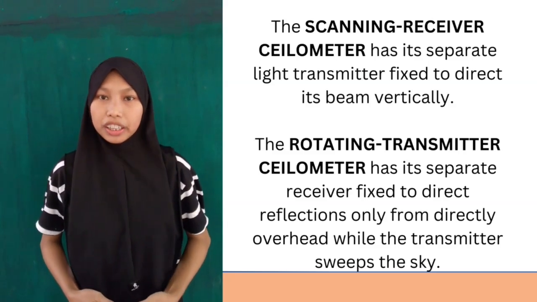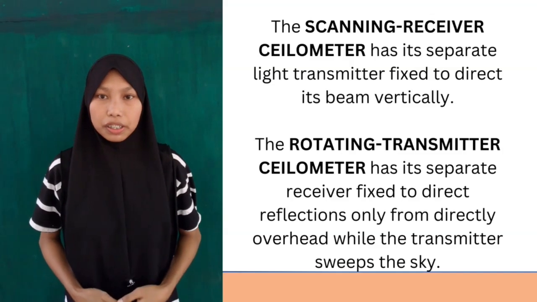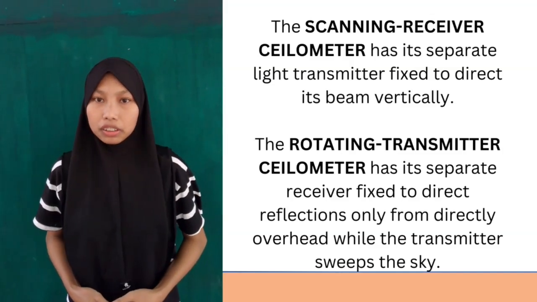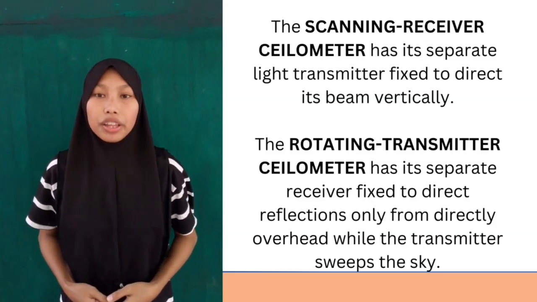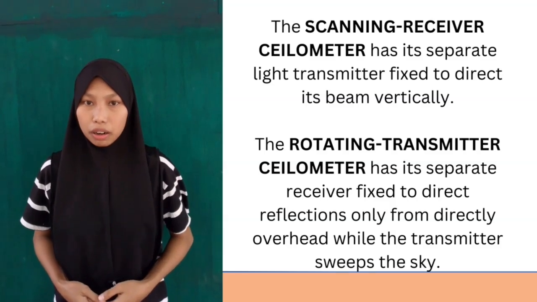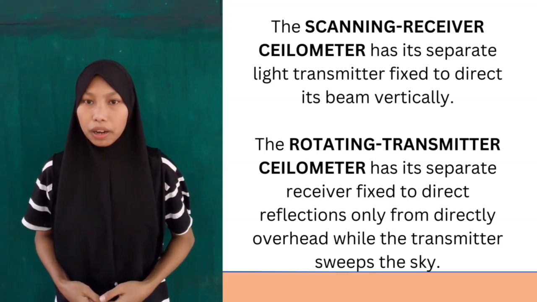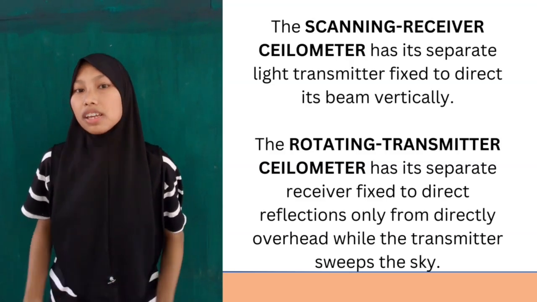Next, we have the rotating transmitter ceilometer. In this design, the receiver is fixed, but the transmitter rotates, sending beams across the sky. When the transmitter's beam intersects a cloud directly above, the light is reflected back to the receiver, which then measures the height of the cloud ceiling.